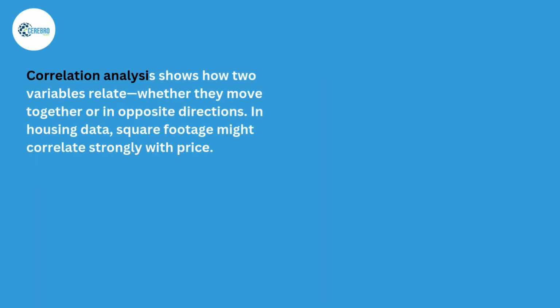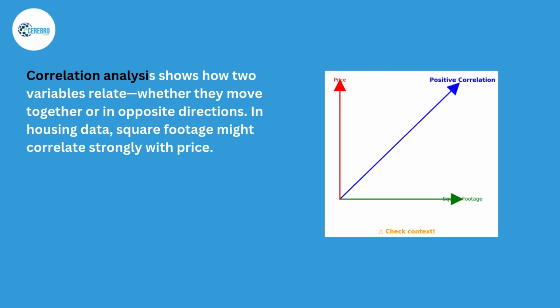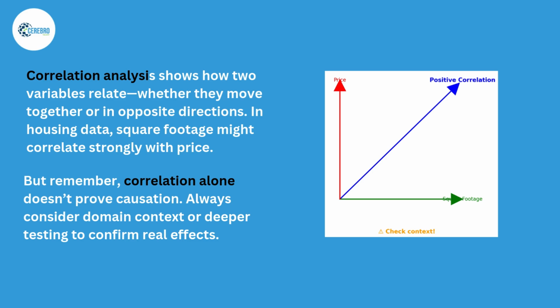Correlation analysis shows how two variables relate, whether they move together or in opposite directions. In housing data, square footage might correlate strongly with price. But remember, correlation alone doesn't prove causation. Always consider domain context or deeper testing to confirm real effects.